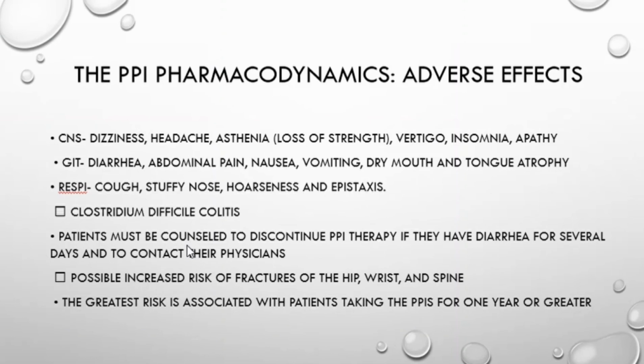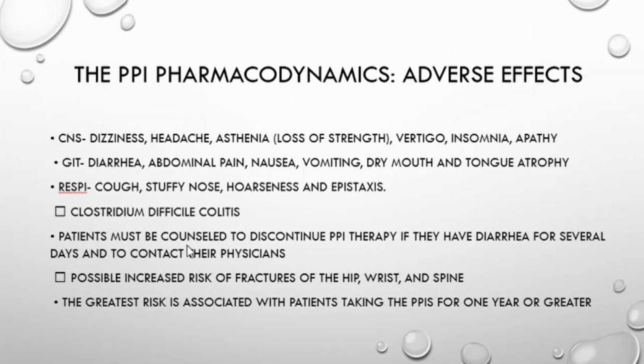In the central nervous system, we have dizziness, headache, asthenia or loss of strength, vertigo, insomnia, and apathy. In the gastrointestinal tract, we have diarrhea, abdominal pain, nausea, vomiting, dry mouth, and tongue atrophy. For the respiratory system, we have cough, stuffy nose, hoarseness, and epistaxis.